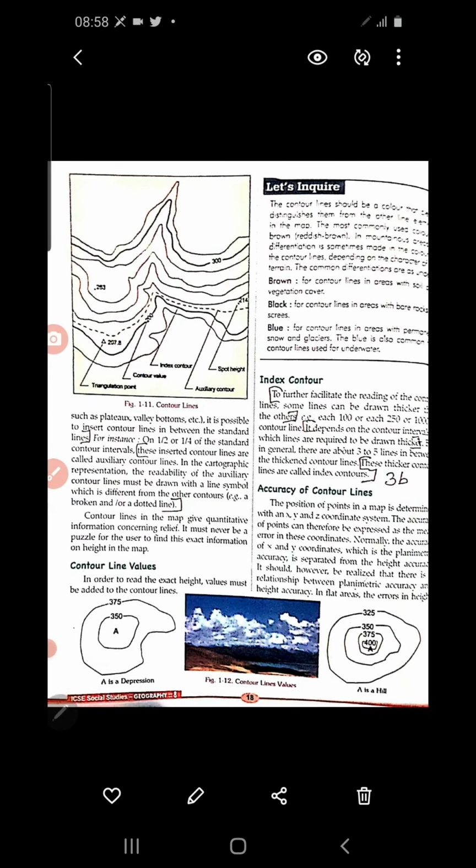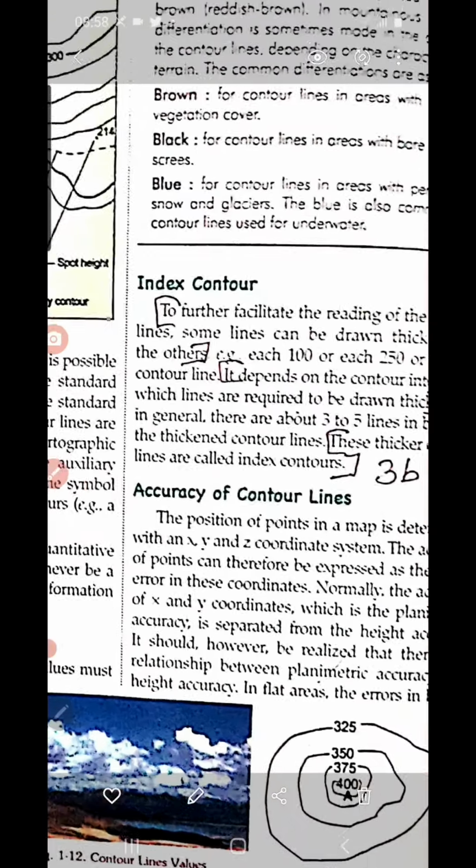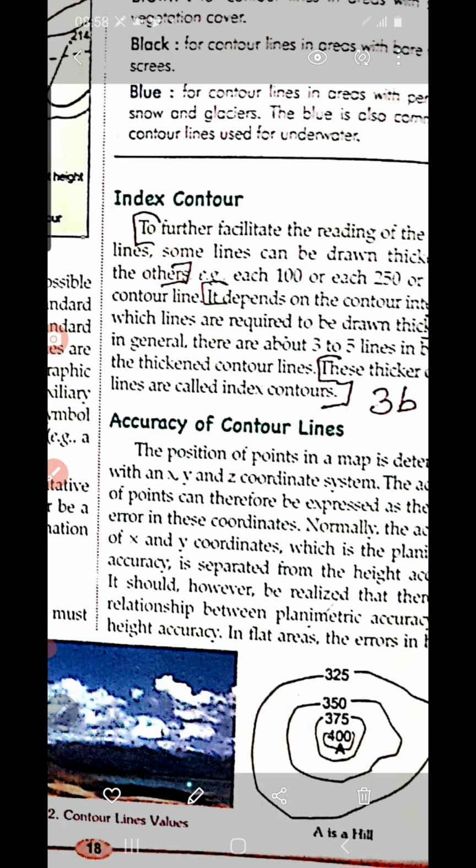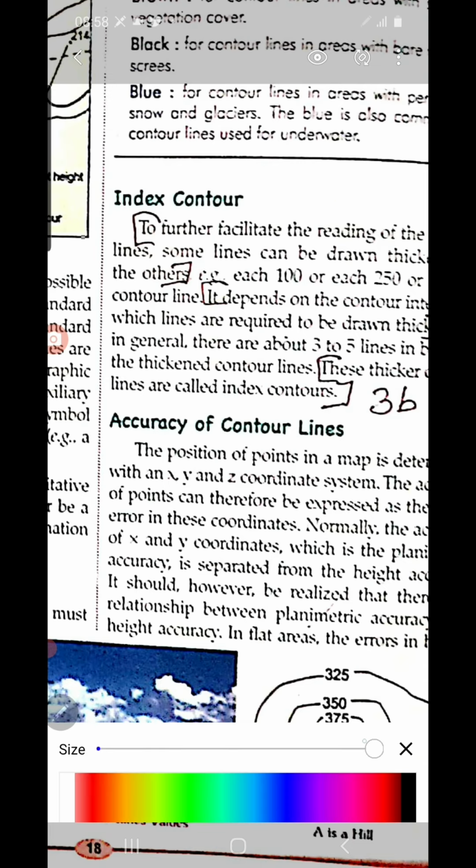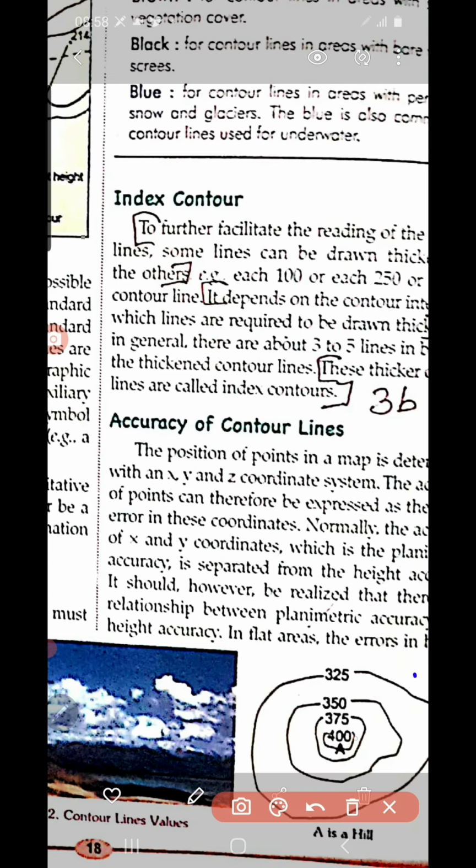How it is, you see here. I'll show you an example. Important numberings are given like this. You see, 400 here, then 375, 350, 325. So important contours are given numbering and also they are made bold. These contour lines are made bold and numbering is also given, so such kind of contours are called index contours.